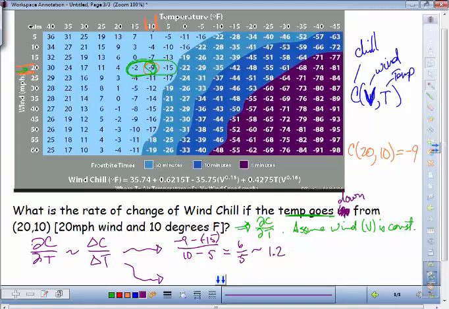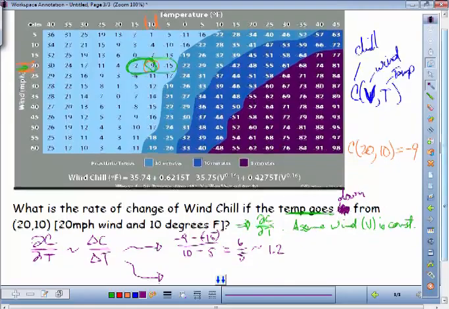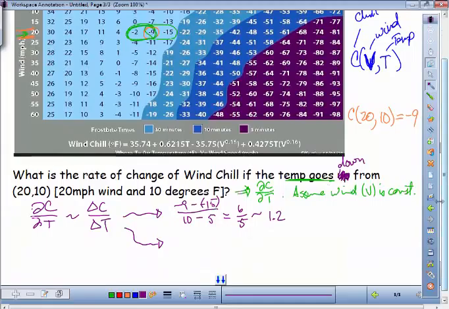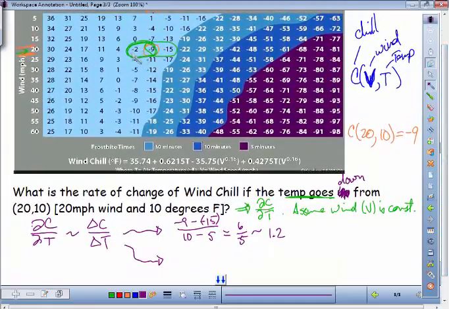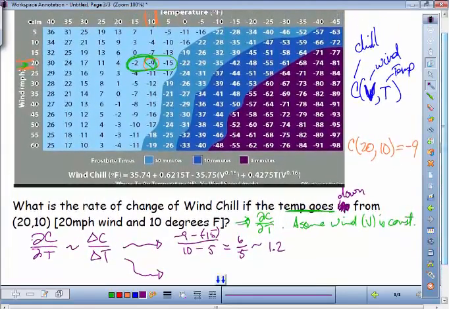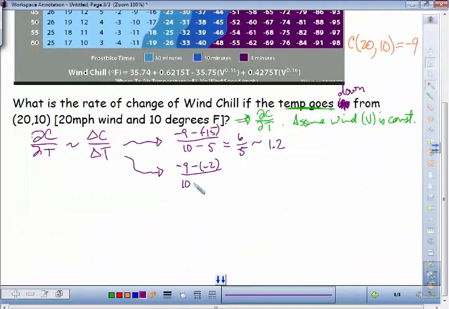And it's positive, so maybe this is an up. So here's one set of values. The other set of values can be taken from going from 10 degrees to 15 degrees. That's -9 to -2. So -9 minus -2, and going from 10 degrees to 15 degrees.